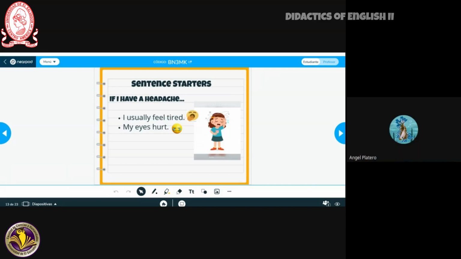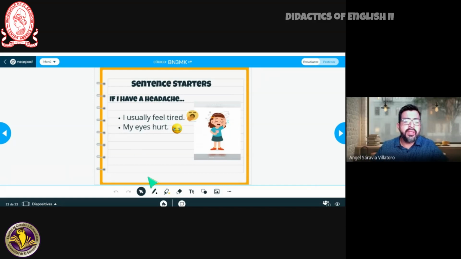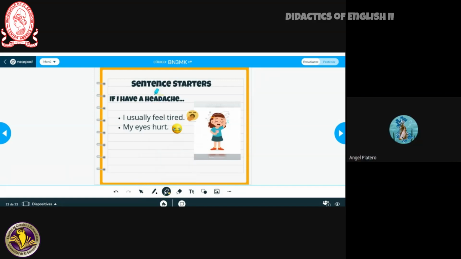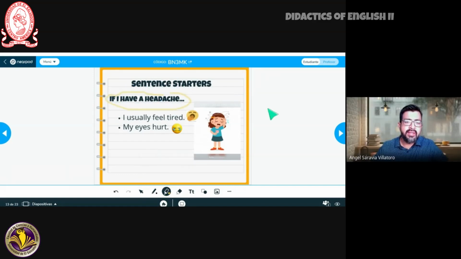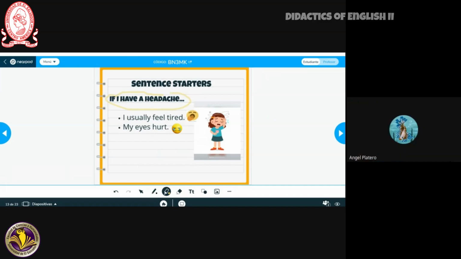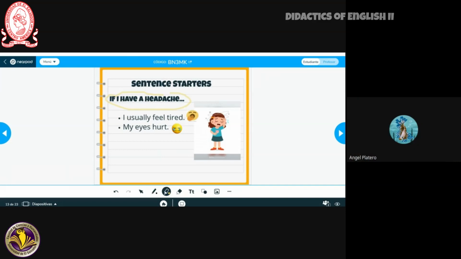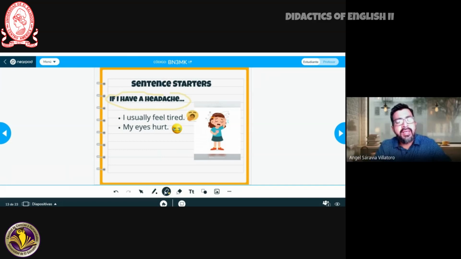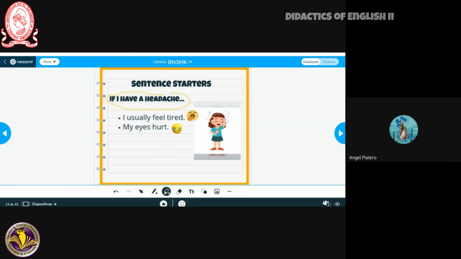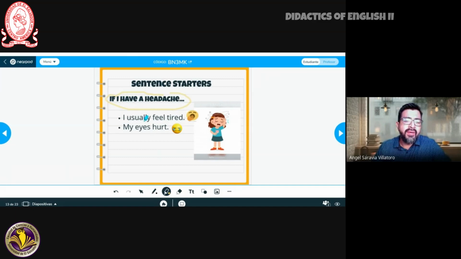The sentence starter is the one that we have right here. This is the start of a sentence. If I have a headache, I usually feel tired. Why? Because I have an ache in my head. All right. What happens if I have a headache? If I have a headache, my eyes hurt.